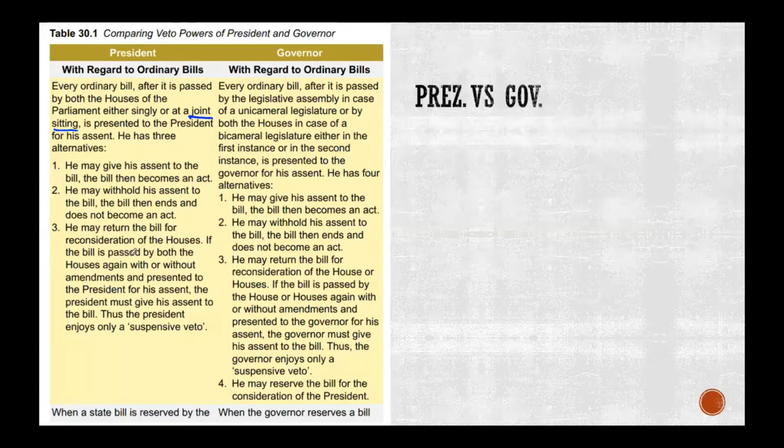Now, if the bill is passed by the houses without any sort of changes, and it is given to the president, he must still give his assent. And that is what we talked about as suspensive veto. What if it was a qualified veto, guys? Had it been a qualified veto, what would have been the situation?